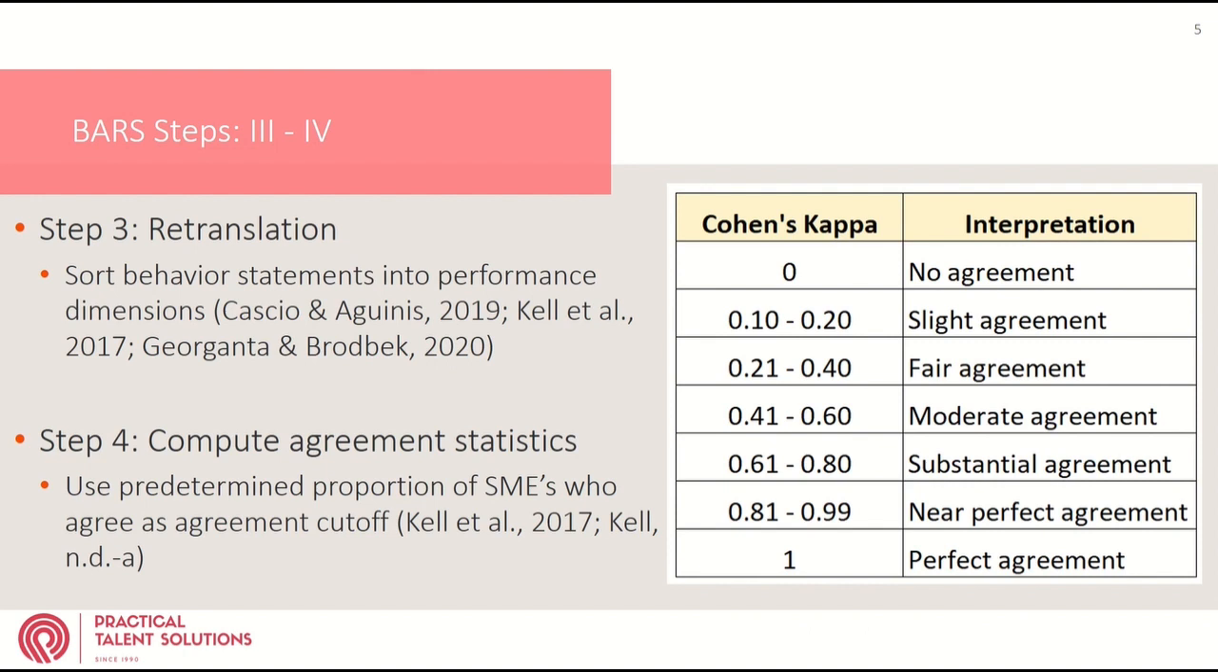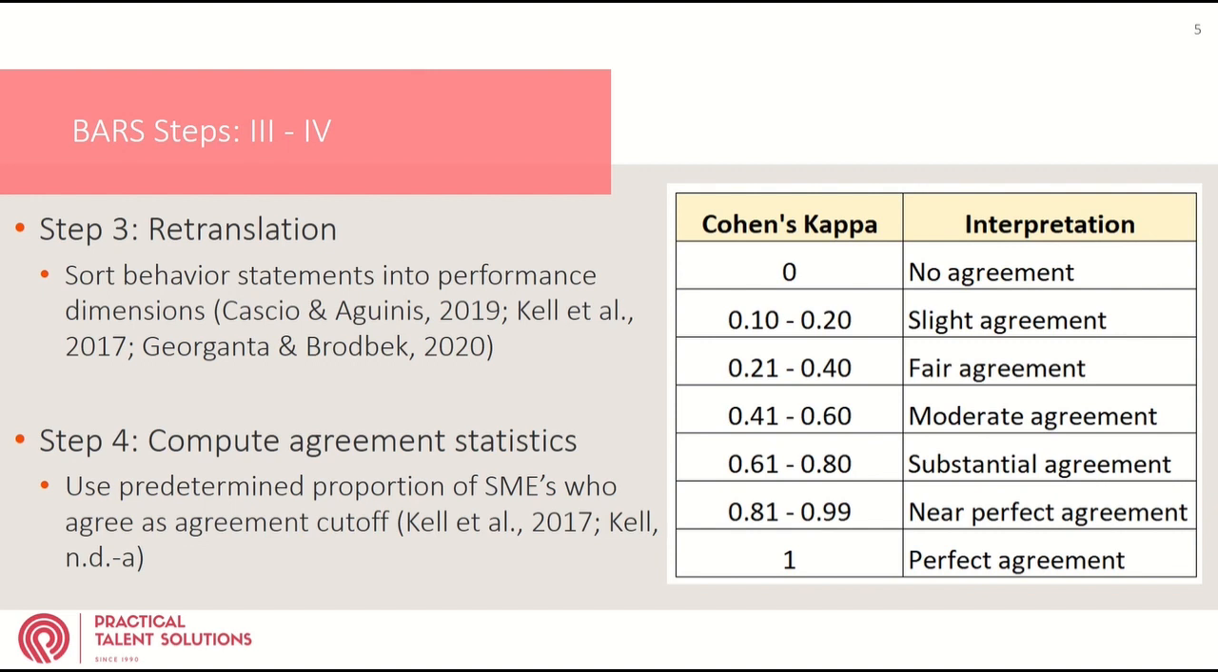Next up is step 3. In step 3, we will do the process of retranslation. In this step, behavior statements are sorted into their respective performance dimensions. In an ideal BARS creation study, one group of SMEs creates critical incidents, another group sorts them into performance dimensions, and a last group rates them and places the behaviors on the anchor points.